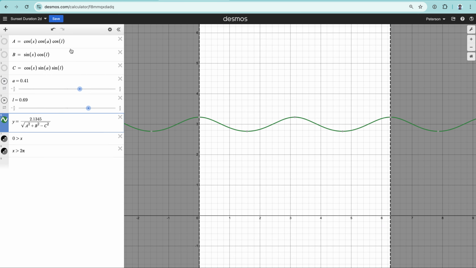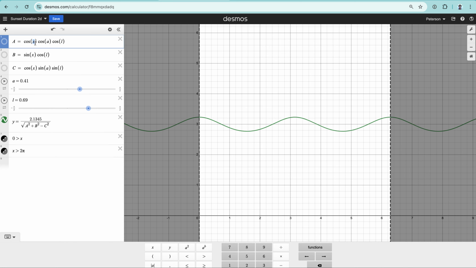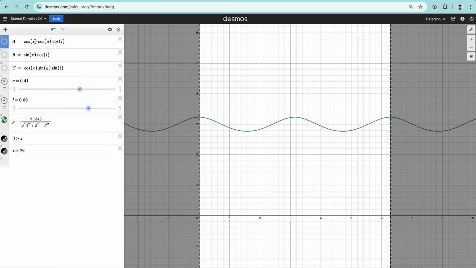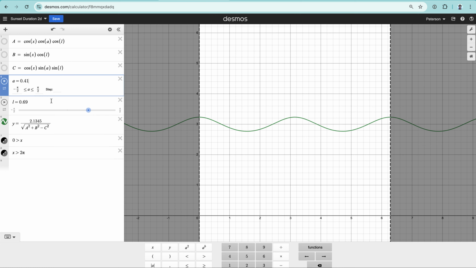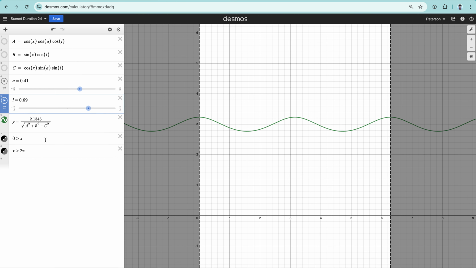I have made a new graph with the same a, b, and c, except that I've replaced s with x. So I've renamed the time of year to be x. So time of year is now on the horizontal axis. I have the same a, b, and c as before. I have the same Earth's axis tilt and latitude as before. And I have done a little bit more algebra.